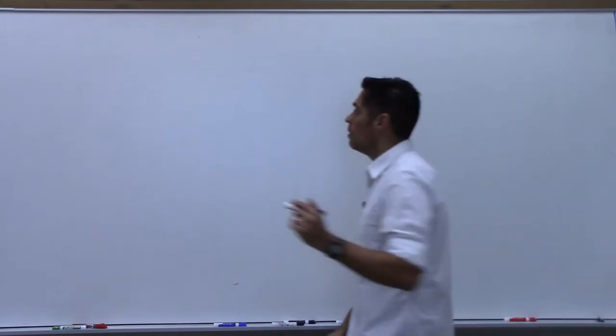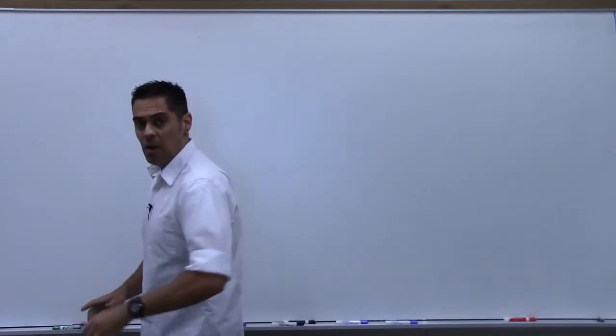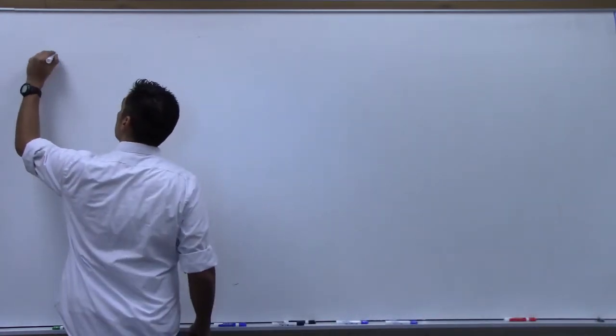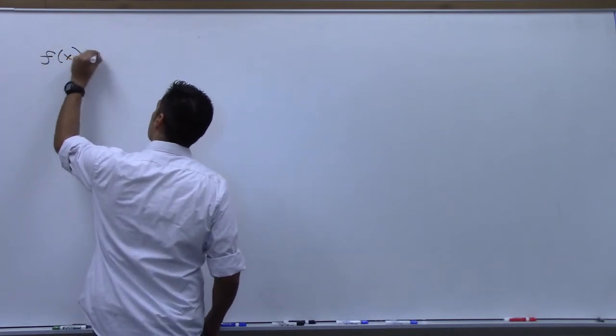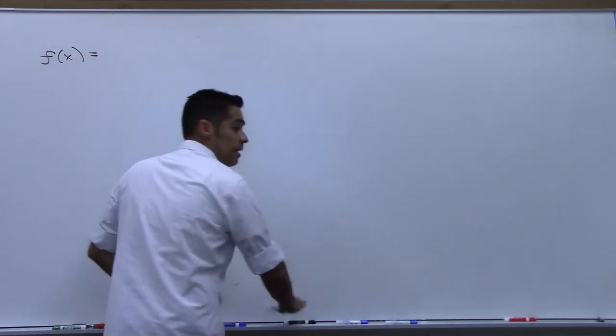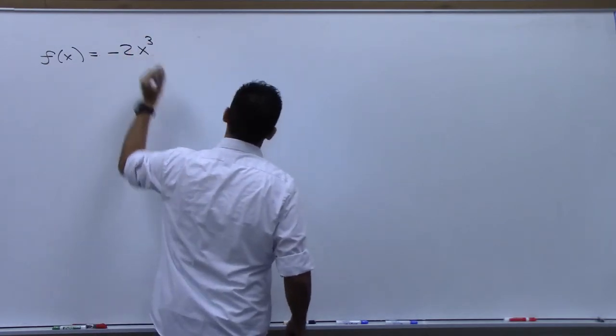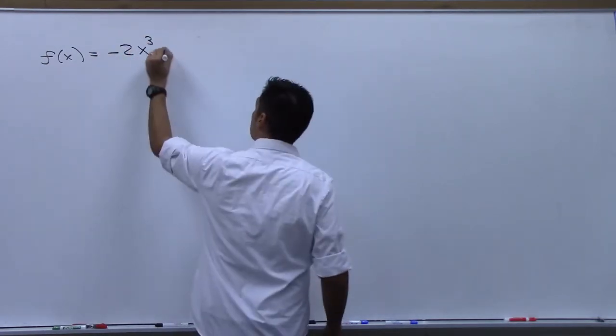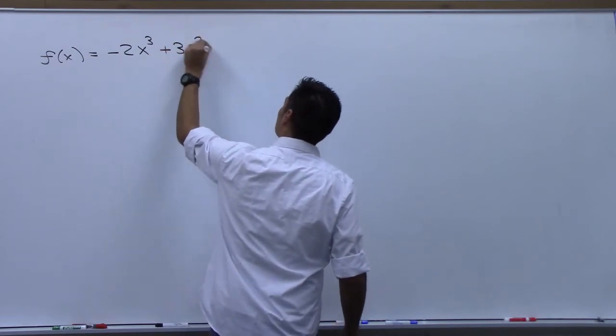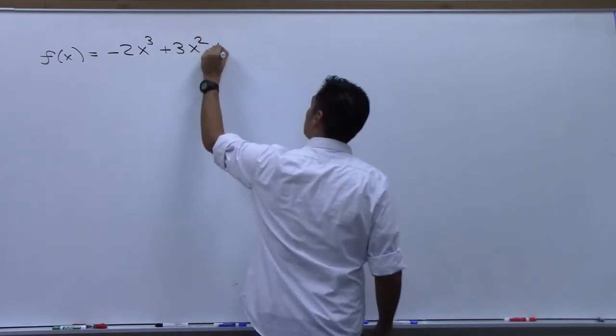Okay, here we go. We'll go through the whole process of sketching it. So we're going to sketch it. We're going to look at it as a function of x. And it's going to be negative 2x cubed plus 3x squared plus 17x.